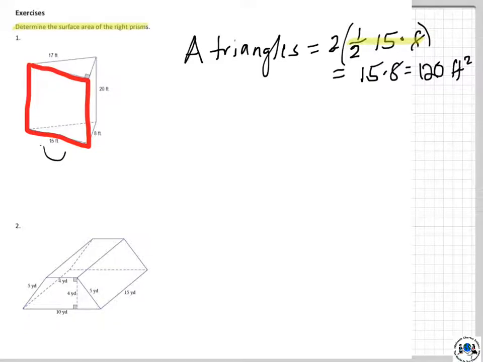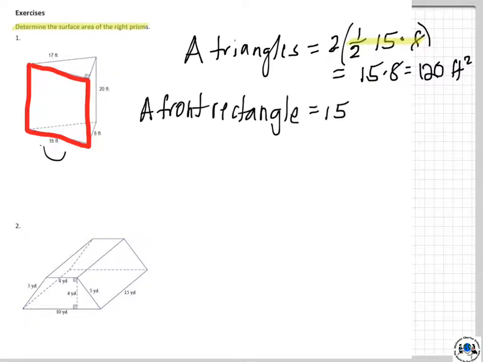and we can see that's not a base actually. It looks like it would be a base, but it's actually the front in this case, and we can see our dimensions on that front. We have 20 times 15. So the area of the front rectangle equals 15 times 20, which is 300 square feet.